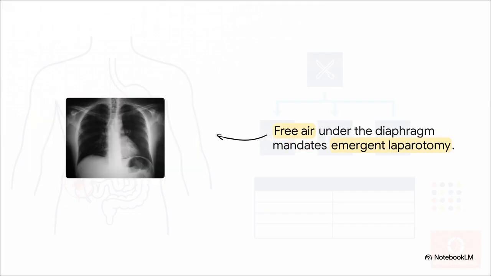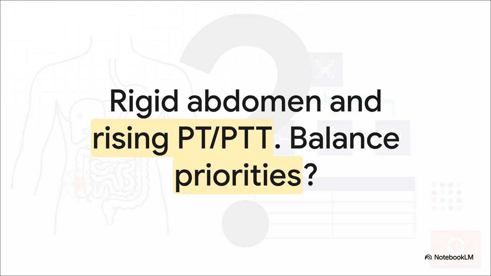On the flip side, some radiographic findings leave zero room for debate. Spotting radiolucent free air under the diaphragm on an upright chest X-ray, that is an absolute radiographic threshold. It means you've got a perforated viscus, and it instantly triggers the need for emergent surgical control via laparotomy. So this brings us to a final integrative scenario.